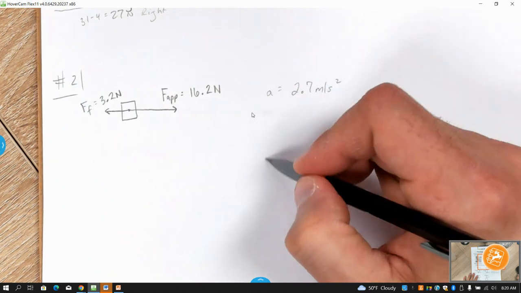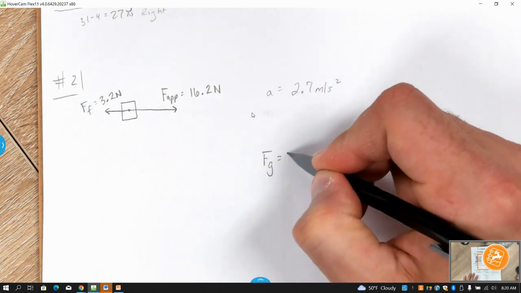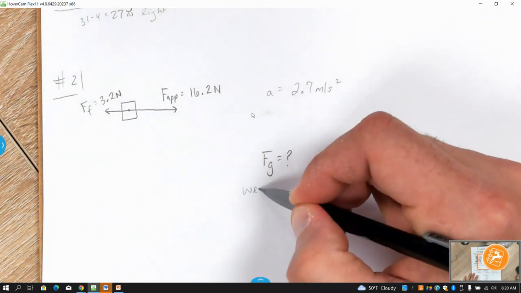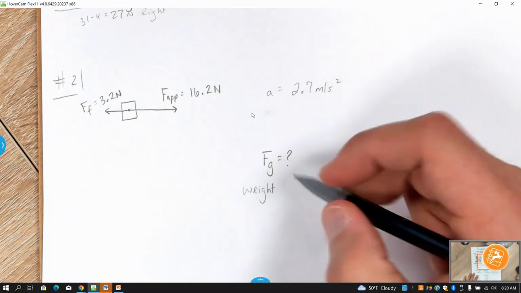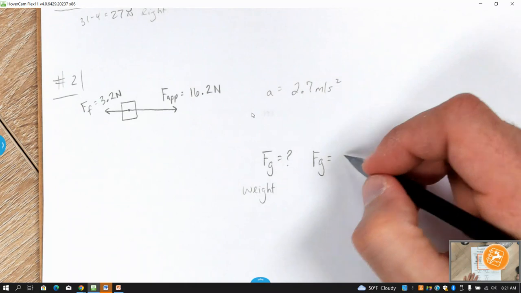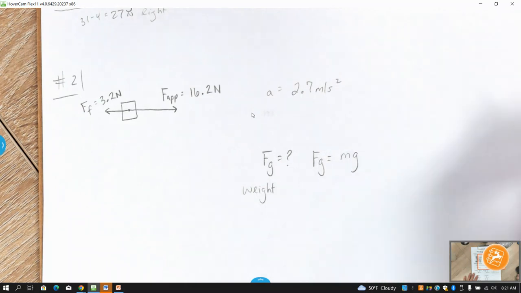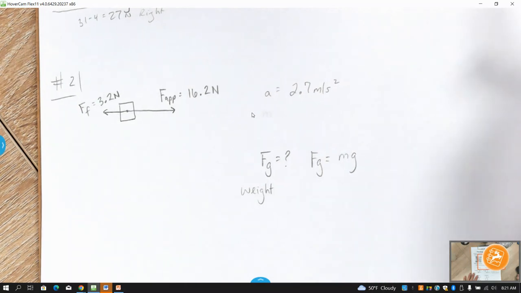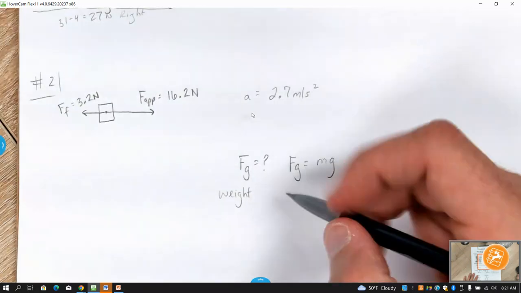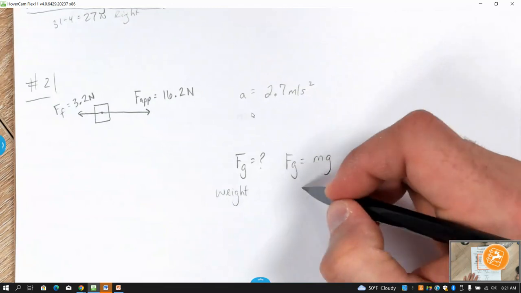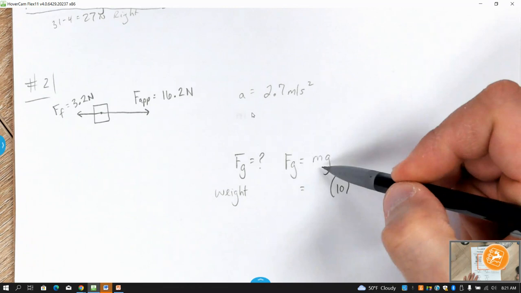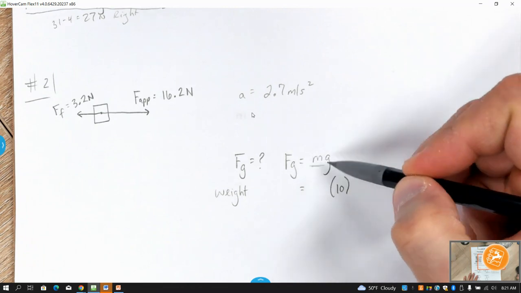What they really want then is Fg. All right, remember, Fg is weight. And what is weight equal to? Mass times gravity. I wrote just up here before that we're going to use 10 for g. So we don't know what m is, but we know that g is 10. So what do we need to find now? We need to find mass first.